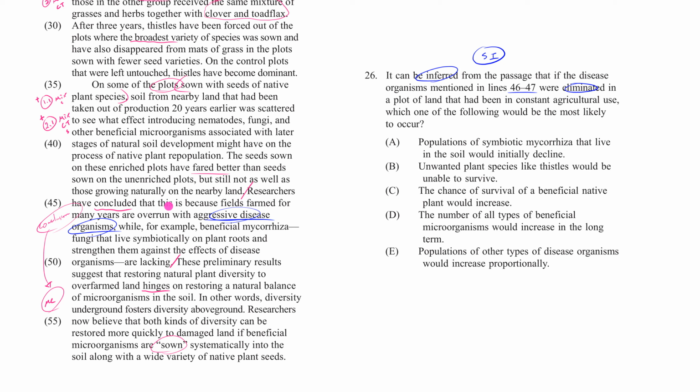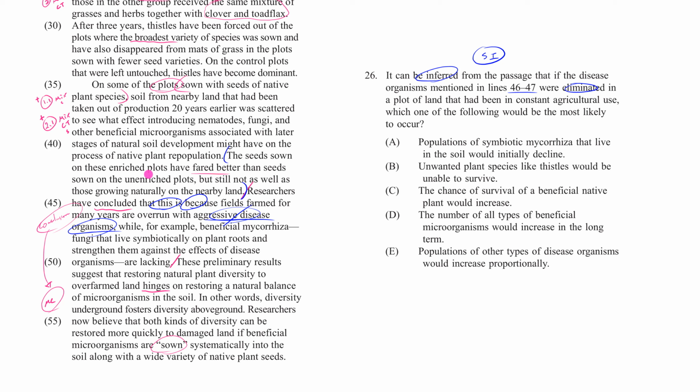Researchers have concluded that this is because of the disease organisms. So whatever this is, and it's because of the disease organisms, if you got rid of the disease organisms, you can expect this to either flip the other way or at least reduce in effect. Okay, so what is this? This is a referential phrase. It refers to the entirety of the previous sentence.